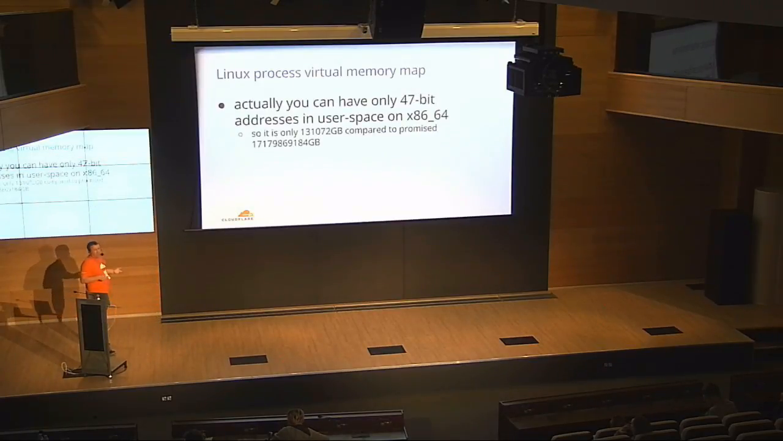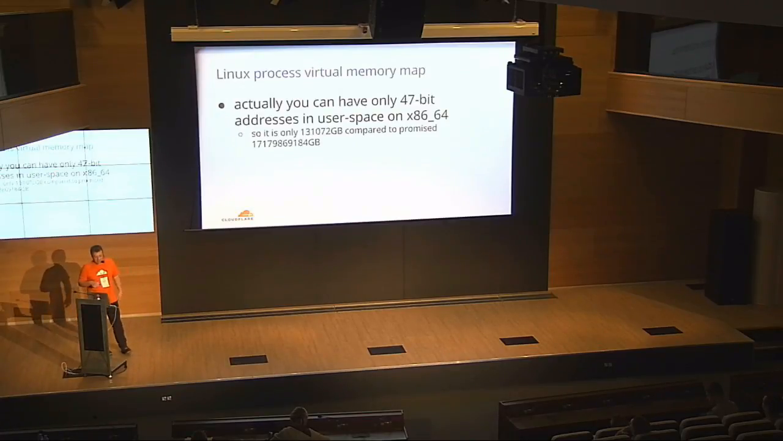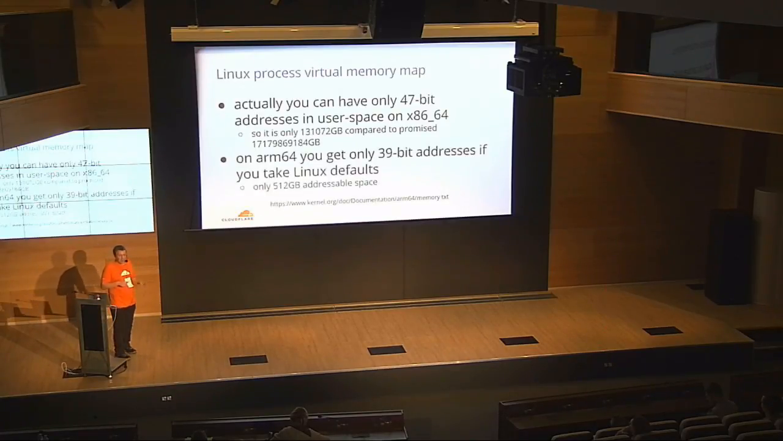So actually, in user space on a 64-bit system, you can only have 47 bits of addressable user space. That cuts down your addressable space to 128 terabytes compared to what was promised, right? But still more than enough. However, on ARM64, you can have different types of memory layout.